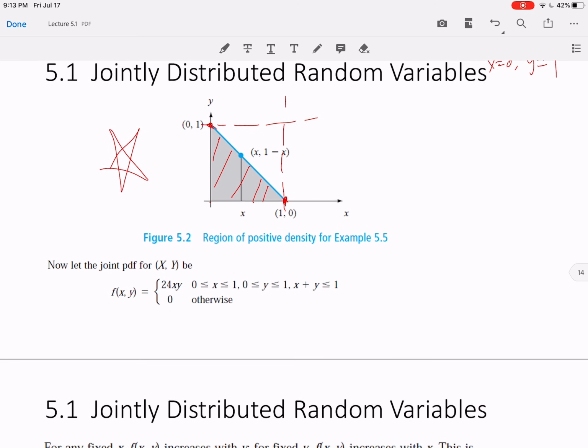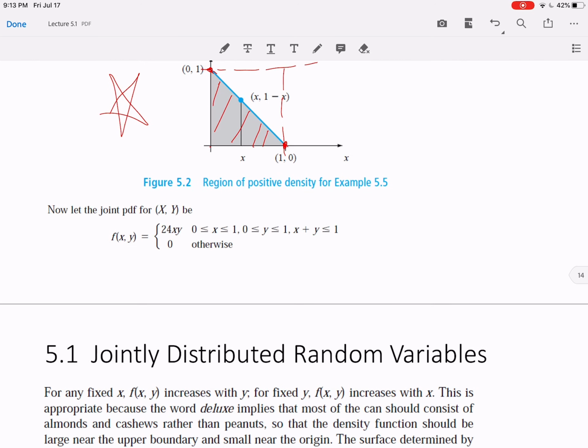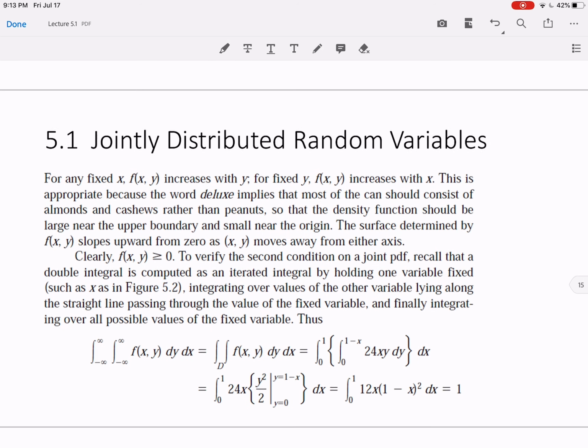Okay, once we find the region, now let the joint PDF f of x, y be equal to 24xy. So of course for x between 0 and 1, y between 0 and 1, and x plus y less than 1, or 0 otherwise, okay? This is a joint PDF. Now let's take a look at what we need to do here.